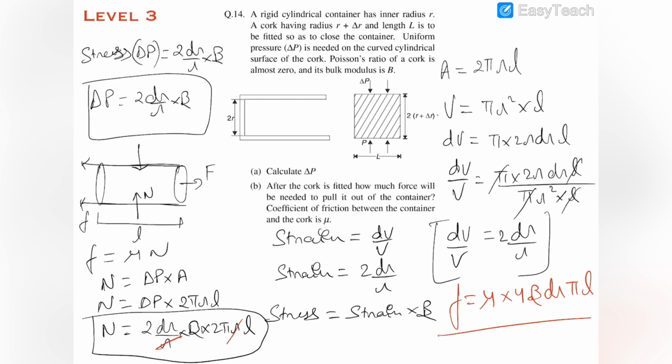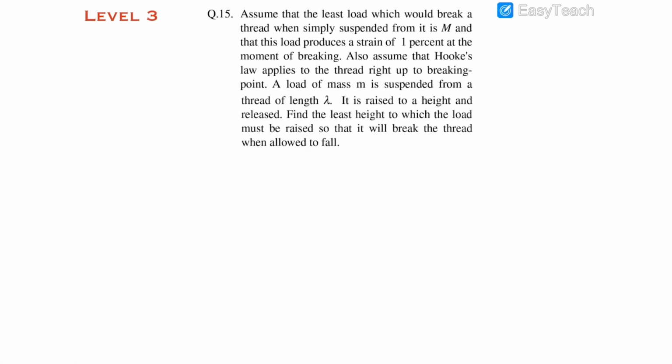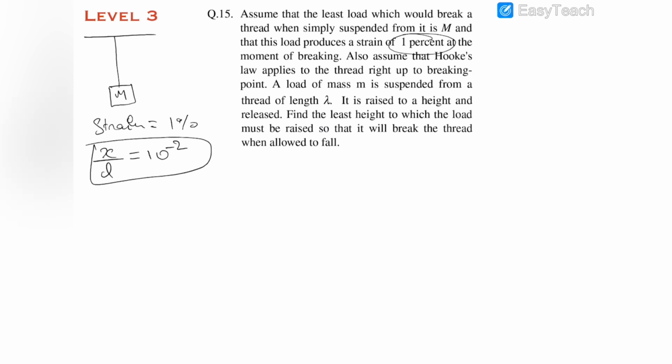Now we move on to the next question. In this question, you can see that if we suspend a load of mass m from a wire, then it produces a strain of 1%, and this strain is sufficient to break the wire. So first of all, the breaking strain produced in the wire is 1%, which means that change in length upon original length is 10 to the power minus 2. This is the relationship between the extension and the original length.